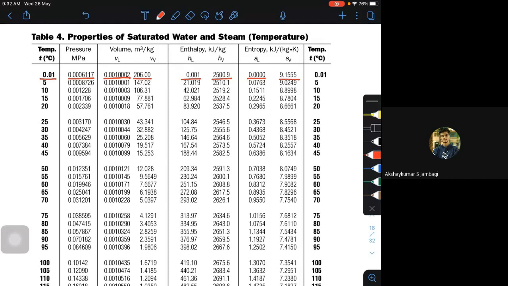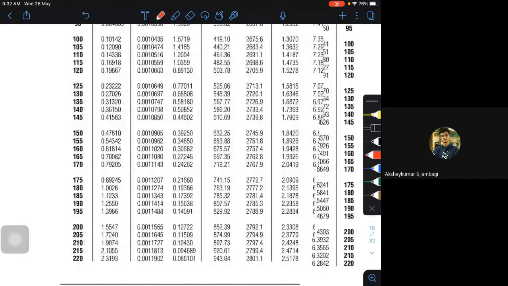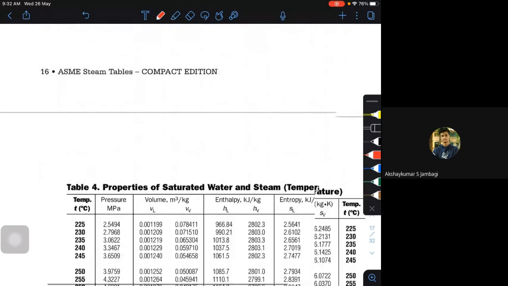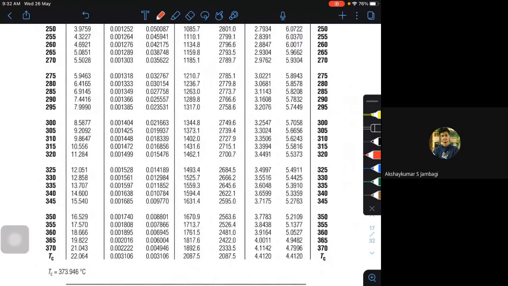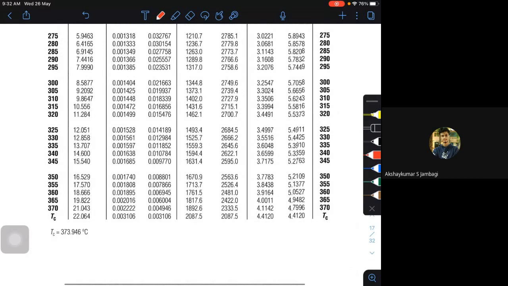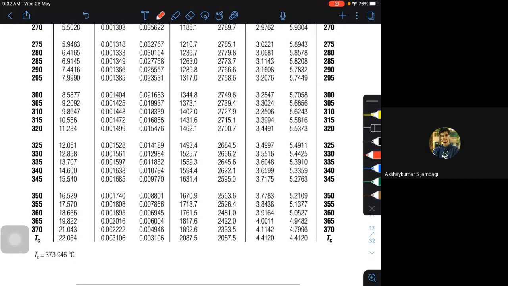So the temperature table will start. Properties of saturated water and steam based on temperature. So your starting point will be the temperature. What temperature was given? It is 300 degrees Celsius. So let me go to that value. Okay, 300 degrees Celsius. Are you able to see? So I have this value, 300 degrees Celsius.